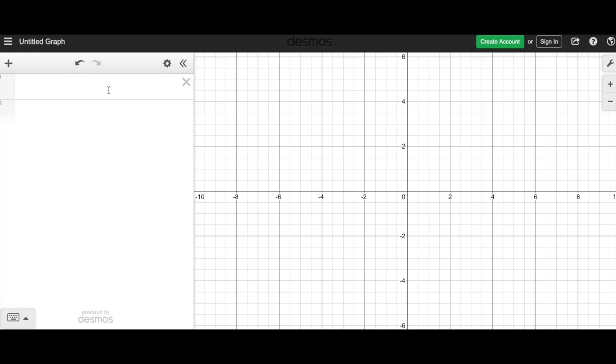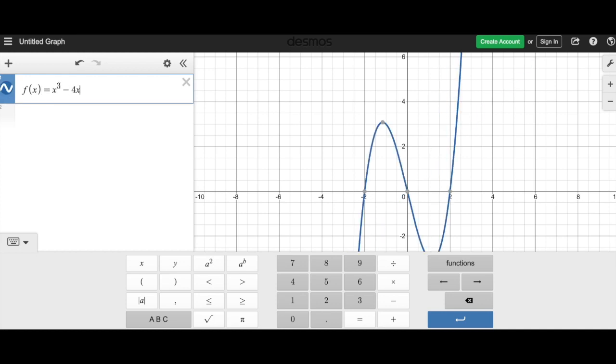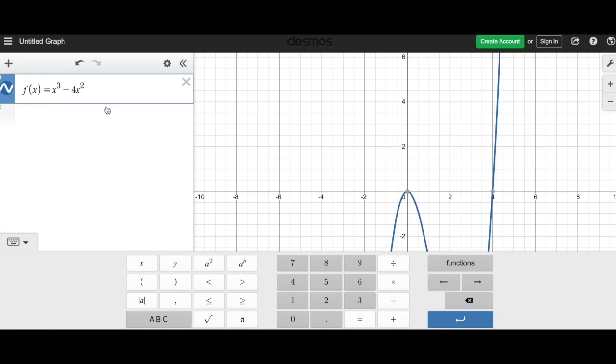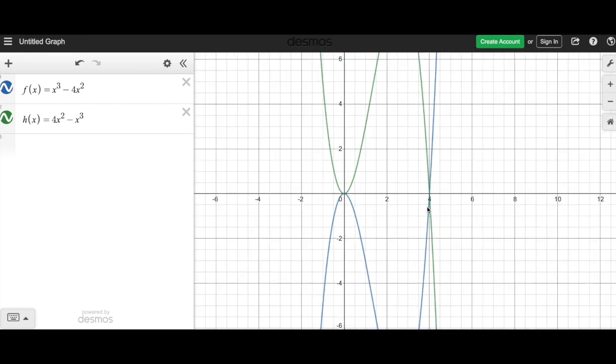Let's also look at our parent function again using our second example. Again, our parent function was f of x is equal to x cubed minus 4x squared. And the function that we're looking at right now is h of x is equal to 4x squared minus x cubed. This time, notice just as we had suspected, our graph is reflected across the x-axis. So everything is flipped and mirrored across the x-axis.